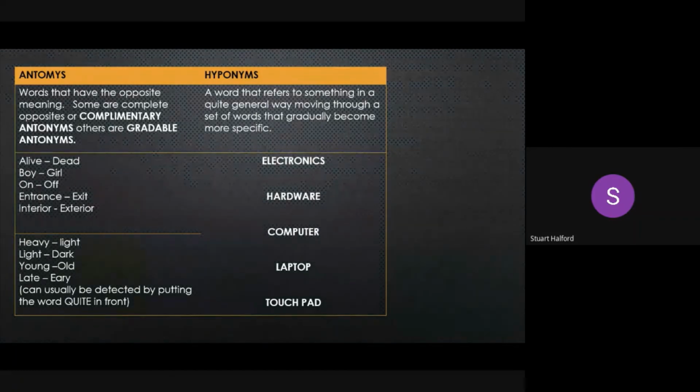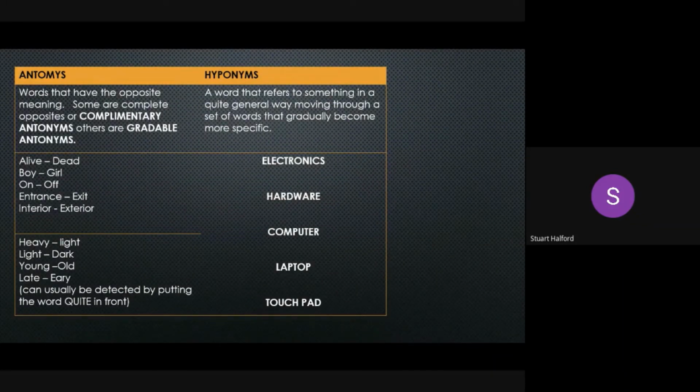But other antonyms are more gradable, and usually we can see whether it's a gradable antonym by a quick test. Can we put the word quite in front of it? So quite heavy, quite light, quite dark, quite young, quite old.